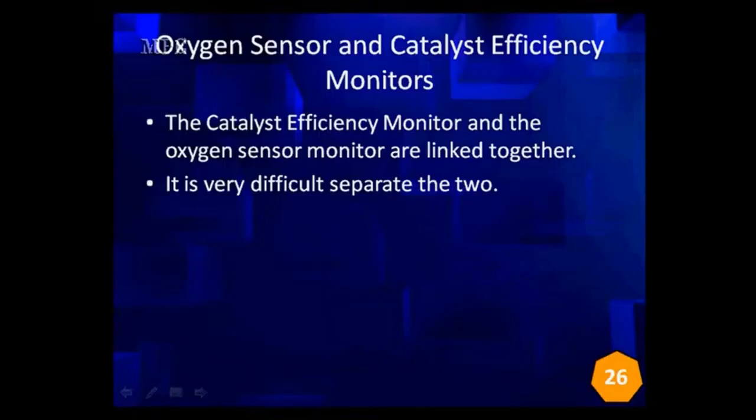One of the larger, more complex subjects we're going to have to discuss is the oxygen sensor in the catalyst efficiency monitors. Now, the catalyst efficiency monitor and the oxygen sensor monitor are linked closer together. The catalyst efficiency can't really work without relying on the oxygen sensor up front to make it possible. So we can't really separate them. We're going to talk about them together.